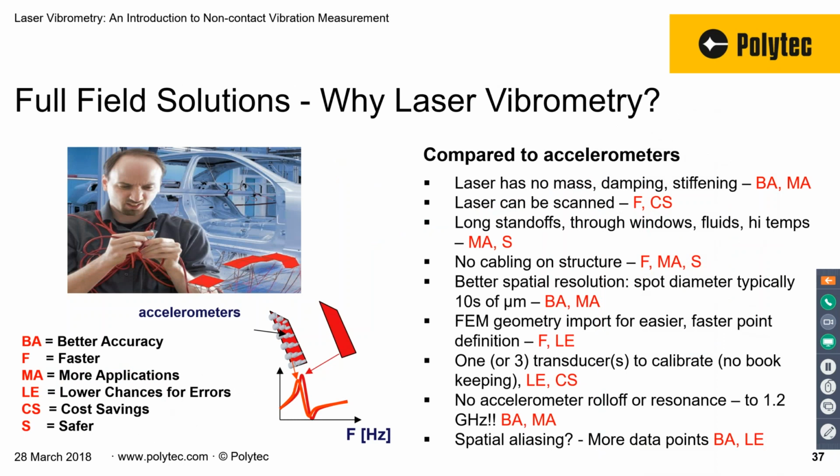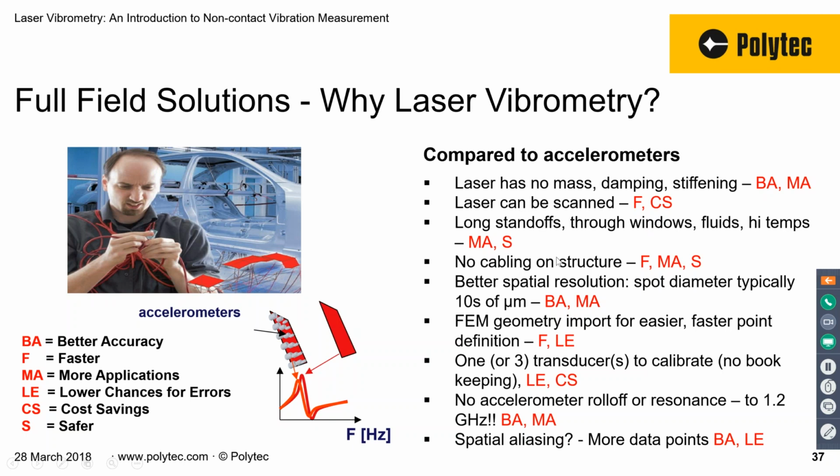This is kind of a condensed slide, just summarizing the benefits relative to accelerometers as they apply to laser vibrometry, scanning laser vibrometry. So again, no mass, no added dampening, no stiffening. Lasers can be scanned, so it's much faster. It can be used through windows, fluids, high temperatures, so it opens up new applications.